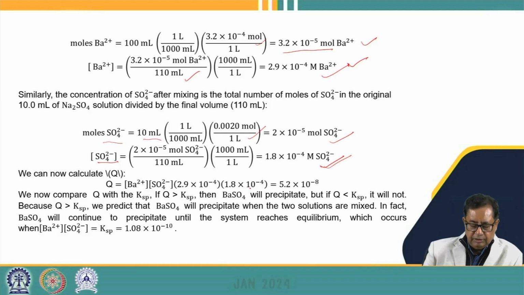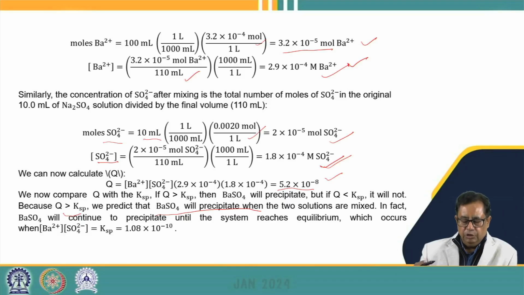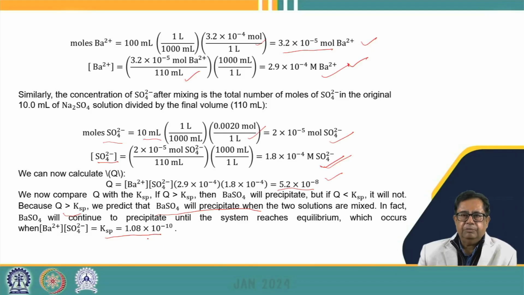If we multiply them, we get the ionic product, which comes out to be 5.2 into 10 to the power minus 8. Now this ionic product is greater than the Ksp value, so we predict that the barium sulfate will precipitate out. Barium sulfate will precipitate out when the two solutions are mixed because the ionic product of the two ions, barium and sulfate, is higher than the solubility product. It will continue to precipitate until the equilibrium condition is reached, where the Ksp value is nearly 1.08 into 10 to the power minus 10.